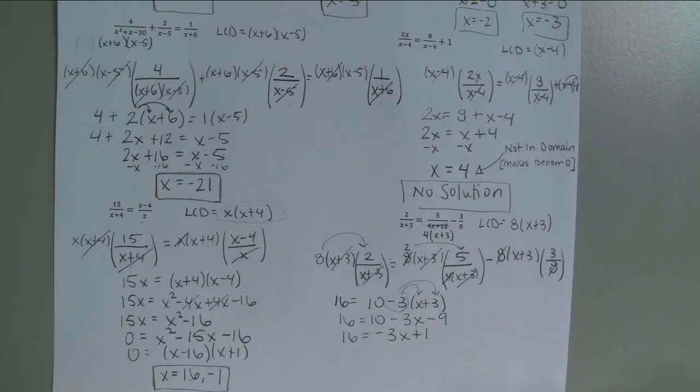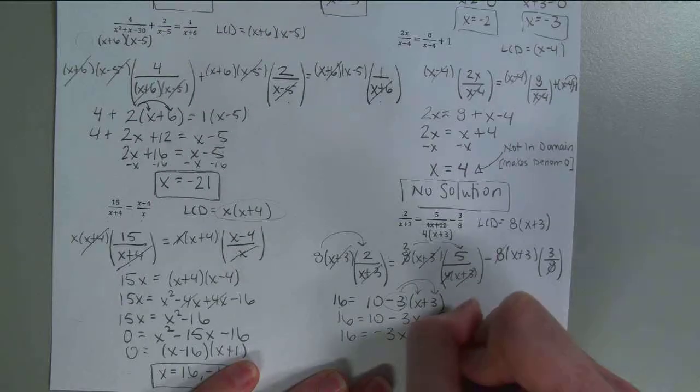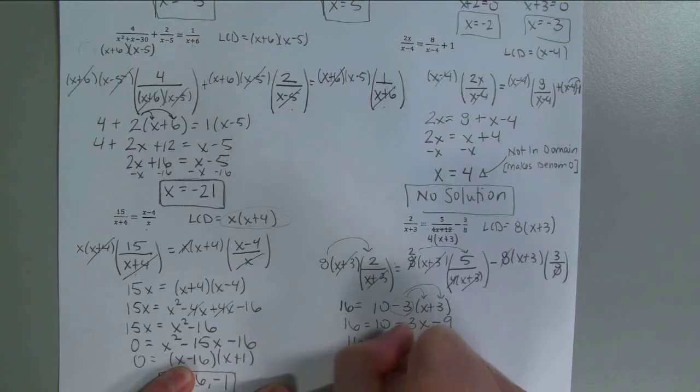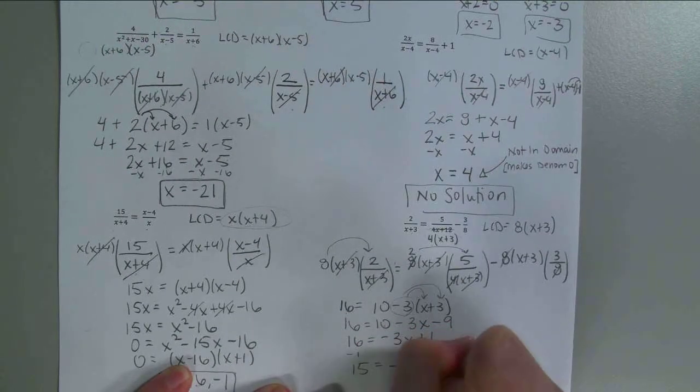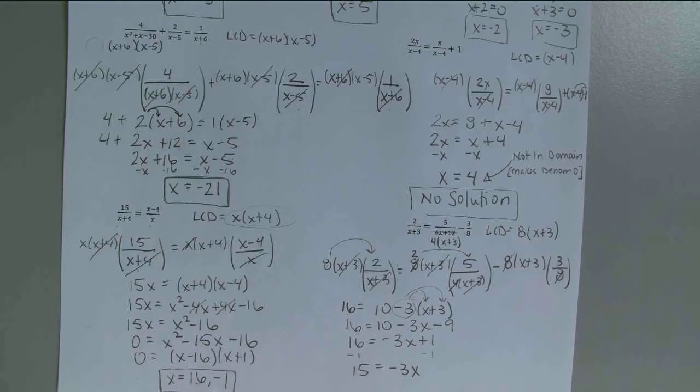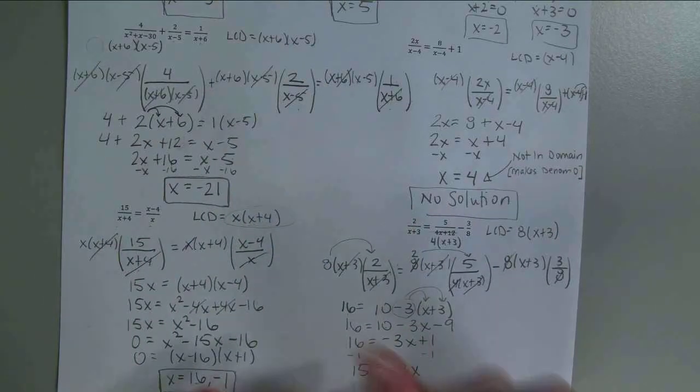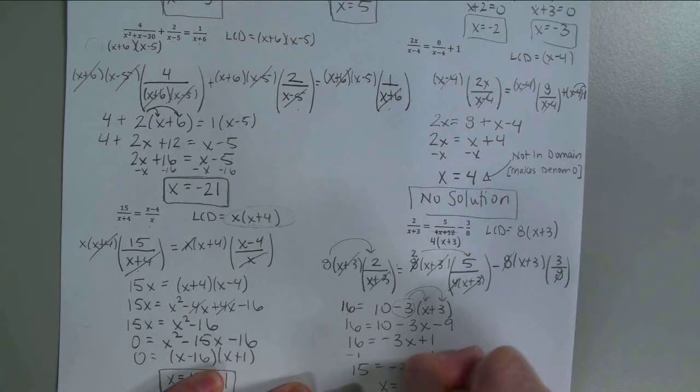And it doesn't really matter which way you go, but since my x is already all together on one side, I'm just going to subtract the 1 over to get 15 equals negative 3x. So what's your last move? To divide by a negative 3, but what's 15 divided by a negative 3? Negative 5.